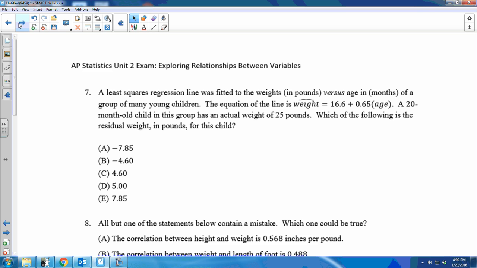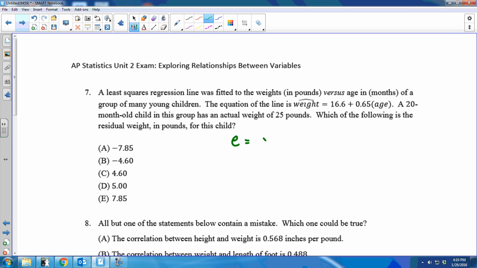All right, number 7. A least squares regression line was fitted to the weights in pounds versus age in months of a group of many young children. The equation of the line is weight hat equals 16.6 plus 0.65 age. A 20-month-old in this group has an actual weight of 25 pounds. Which of the following is the residual weight in pounds for this child? Again, this is a residuals question.